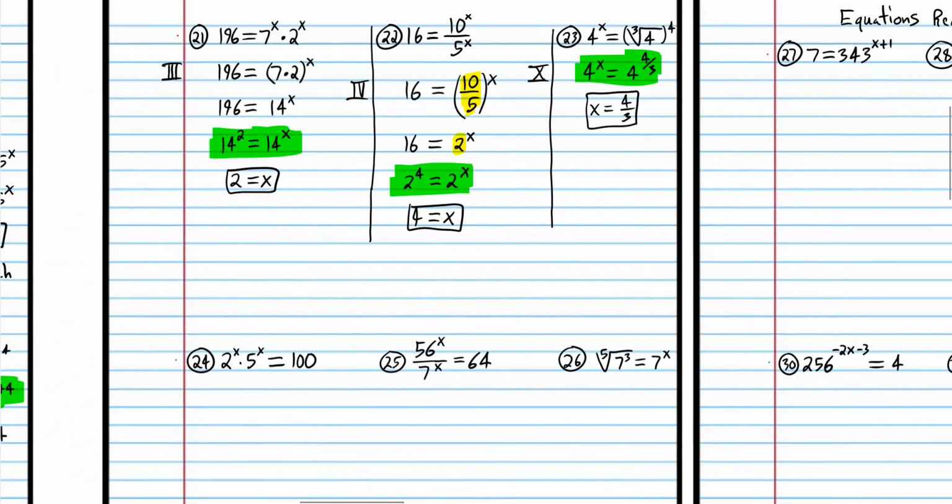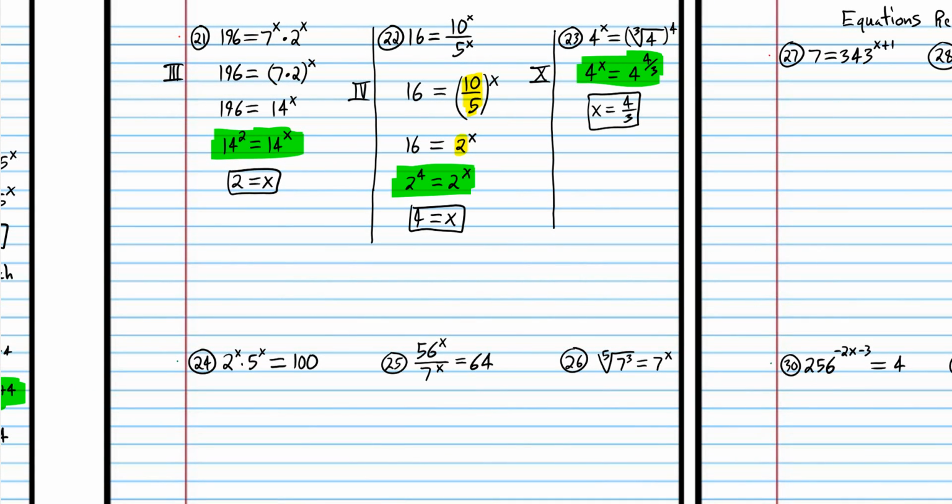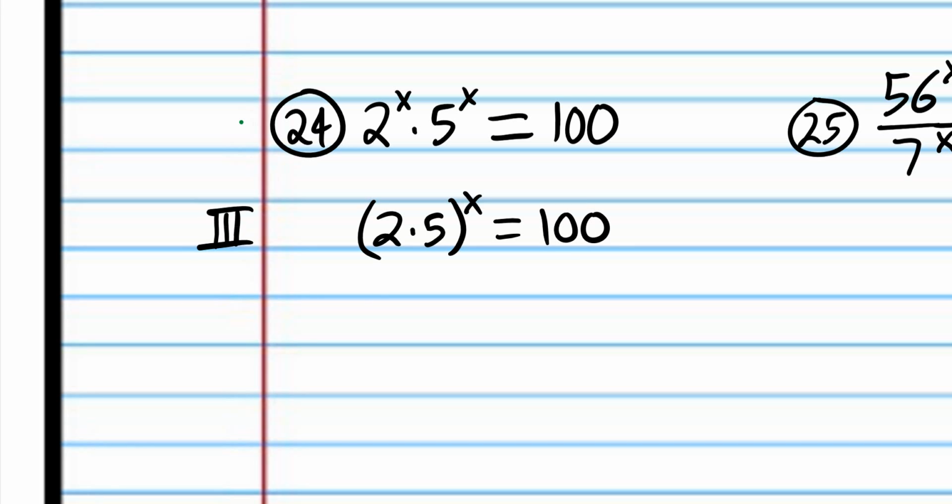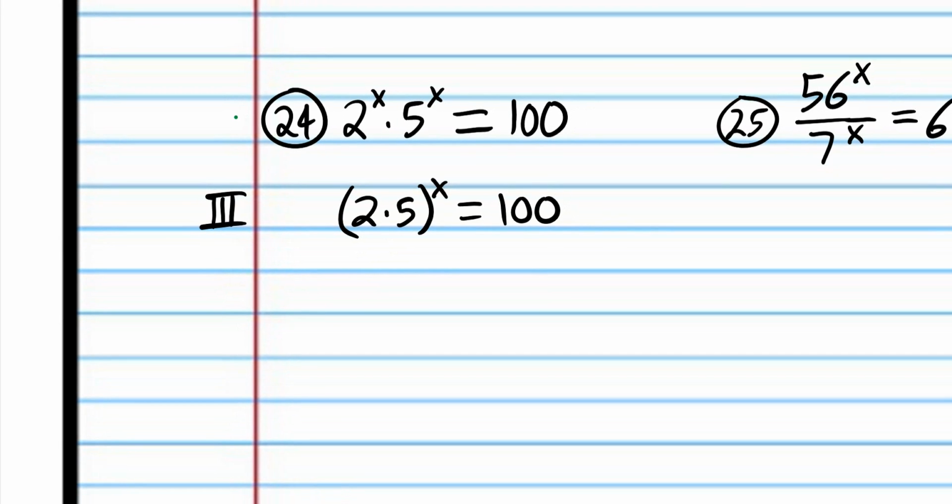Okay, I want you to try number 24. Use number 21 to help you. And when you come back, we'll do it together. All right, we're back. So I'm going to change this to 2 times 5 raised to the x. That's rule number 3, just going in the backwards direction. 2 times 5 is 10. So I change that product to 10.